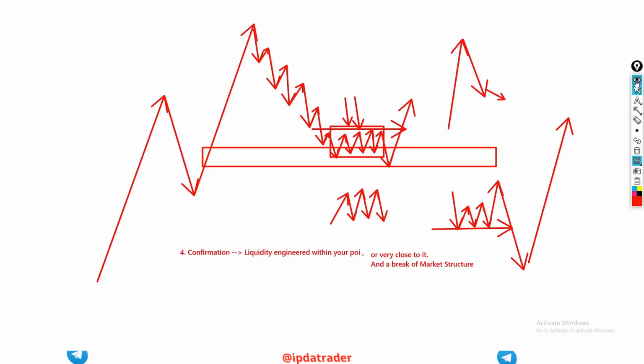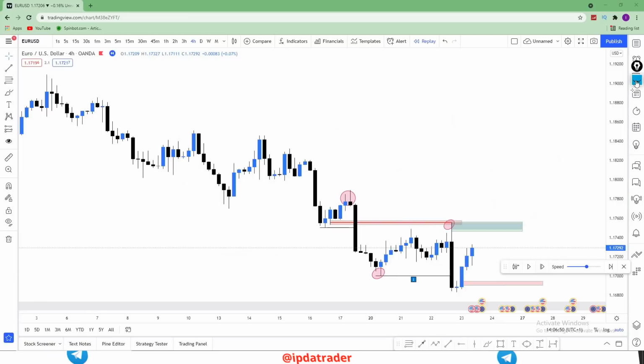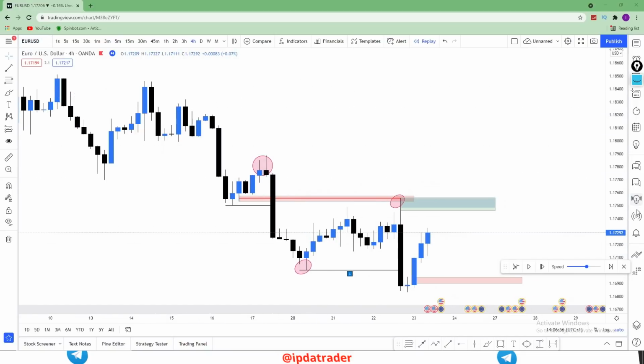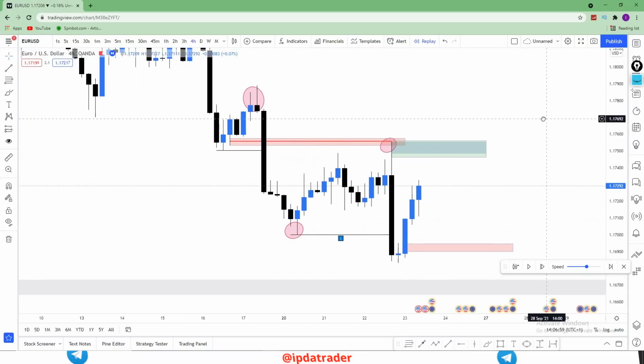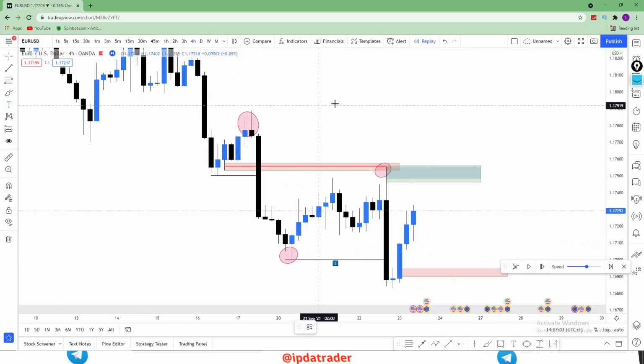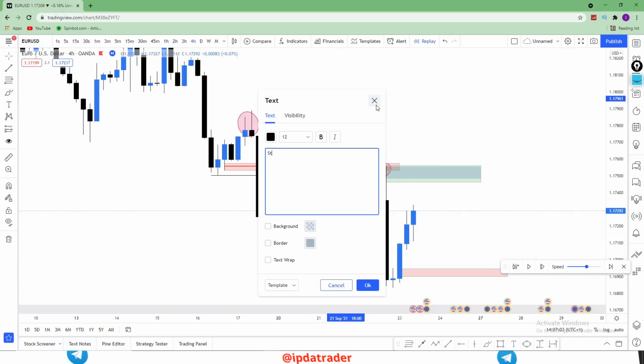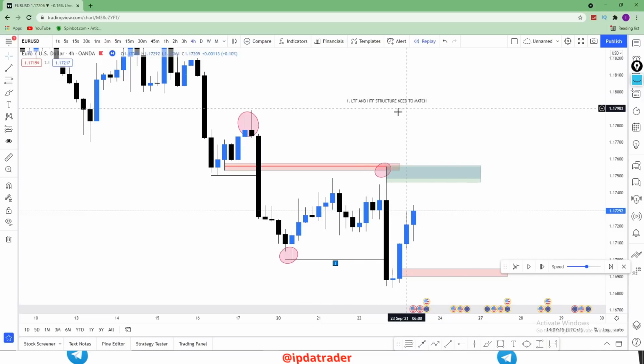Let me give you a quick breakdown of how it would look when you put everything together. For that, I'm going to walk you through one of the trades that I took last week, just following the four principles. It was on EU. So we're now looking at EURUSD. If we look at structure, your rule number one is your structure: lower time frame and higher time frame structure need to match. So let's go ahead and confirm that idea.